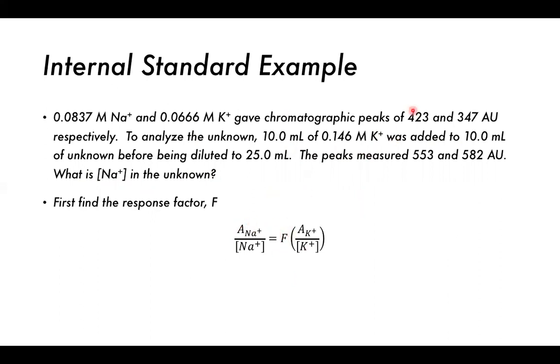We know the absorbance, it's here. We know the concentration, it's here. We know the absorbance of K, it's here. And we know the concentration of K, which is here. So we then fill in those values or rearrange so that it's in terms of F. So we divide through by this term. And so we get F, and then that's going to be equal to fill in the values. And so that's then going to be equal to 0.970 as the response factor.